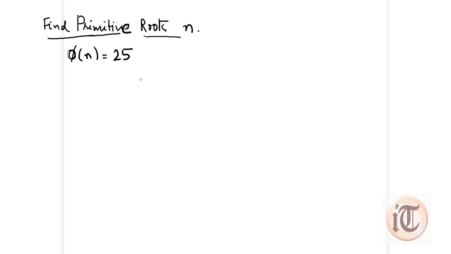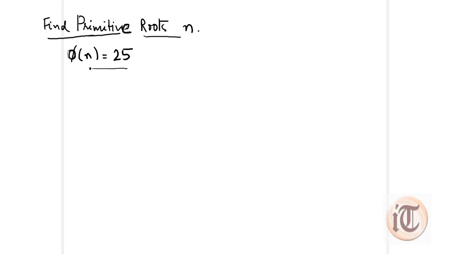Hello guys, in this video we are going to explain one more example to calculate the primitive root of a number n by using the Bezout method. In my previous video I already discussed the method, all the 5 steps. So by using those steps I am discussing how we calculate all the primitive roots of the number 25.